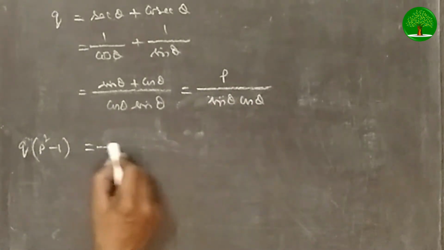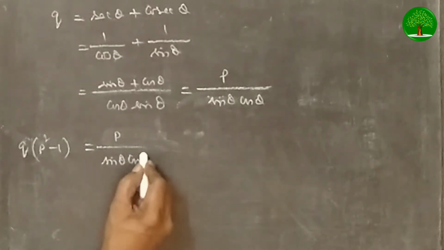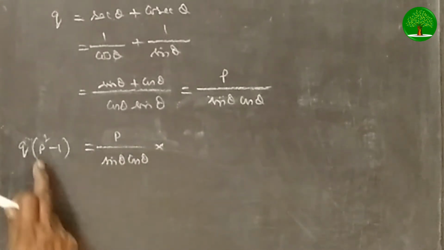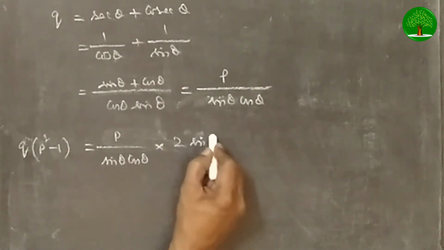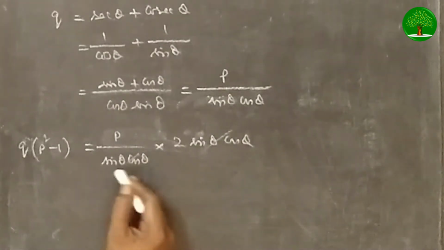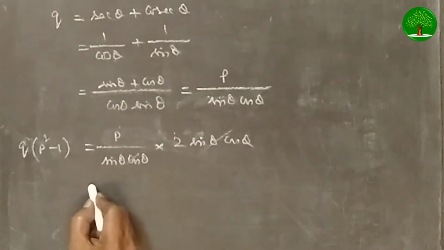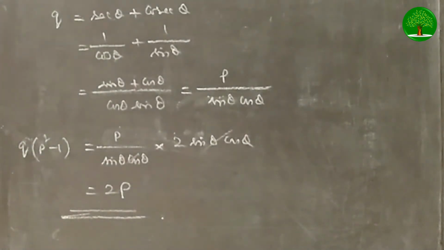Q is nothing but what here? p by sin theta cos theta into p square minus 1, that is 2 sin theta cos theta. This and this get cancelled. 2 into p, this is equal to 2p. Hence proved.